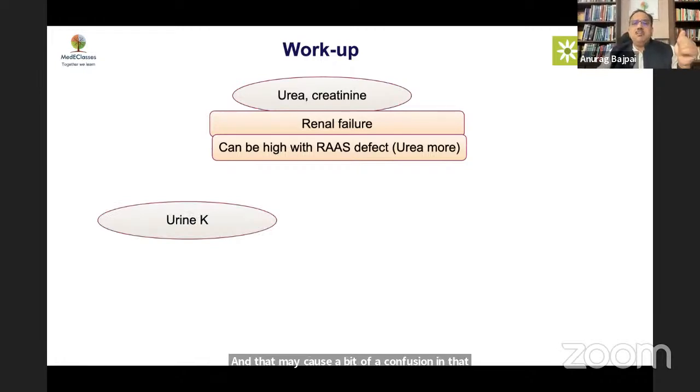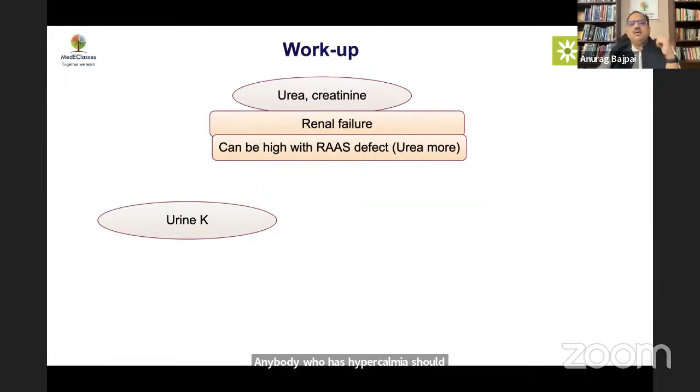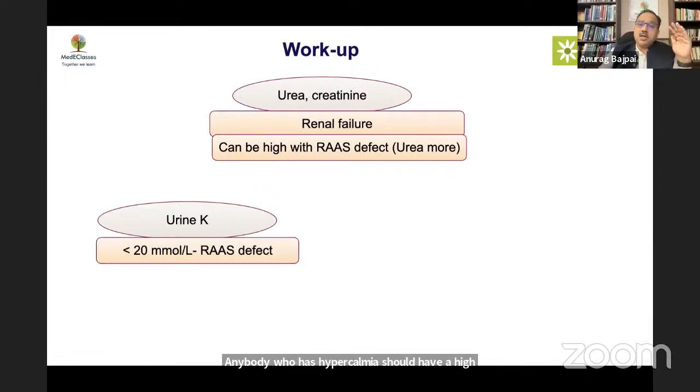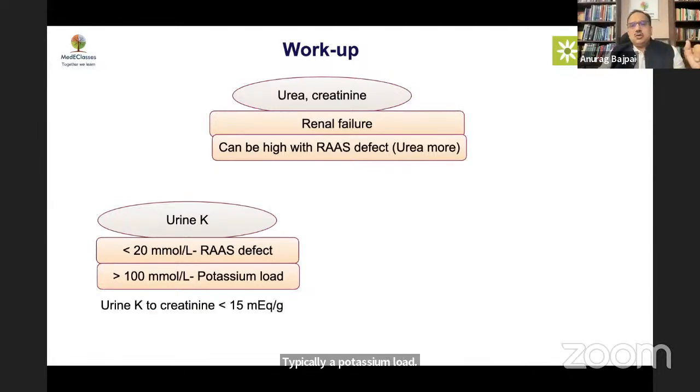Urinary potassium is very important. Anybody who has hyperkalemia should have a high urinary potassium. But if your urinary potassium is low, this means it's a RAS defect, while if it's more than 100, it's typically a potassium load.